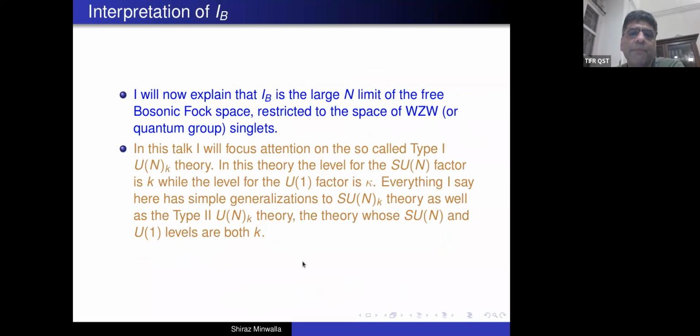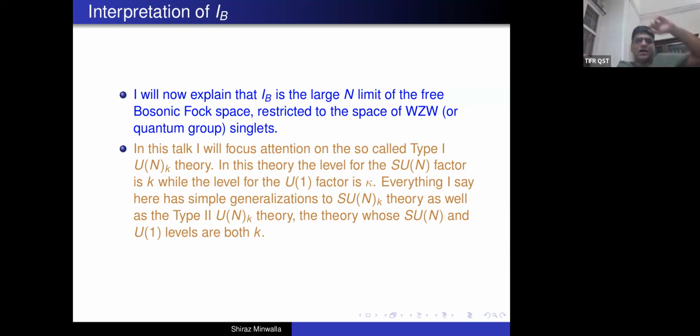In the rest of this talk, I will explain that IB has a very simple Hilbert space interpretation. It is in fact the large N limit of the free bosonic Hilbert space restricted to the space of Wess-Zumino-Witten, or equivalently quantum group, singlets.